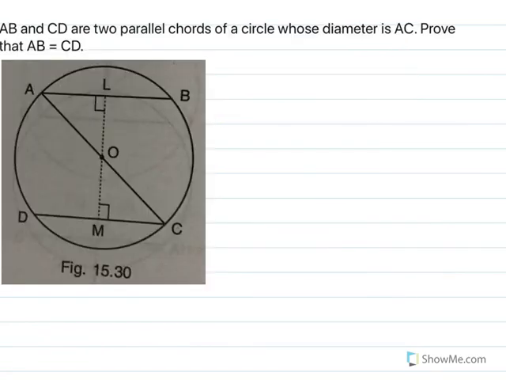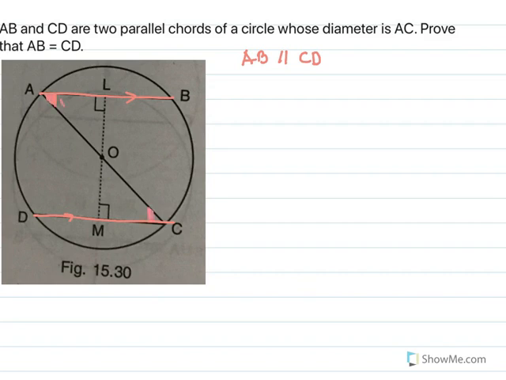AB and CD are two parallel chords. So let's mark it. These are parallel. AB, CD are parallel. So when they say AB parallel to CD, remember corresponding angles equal, alternate angles equal, whose diameter is AC. Prove that AB equal to CD. So let's mark the alternate angles. So this will be the alternate angles.